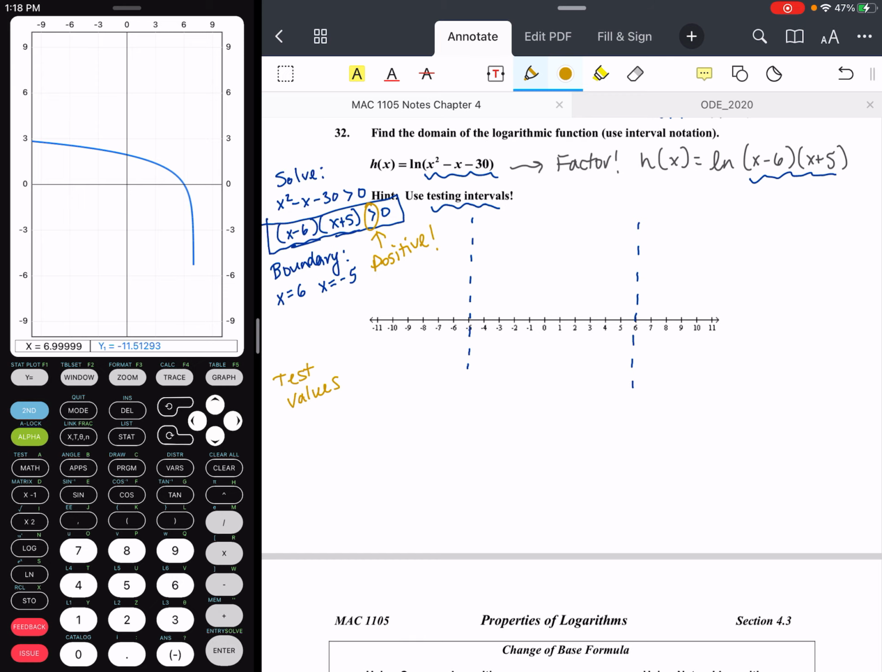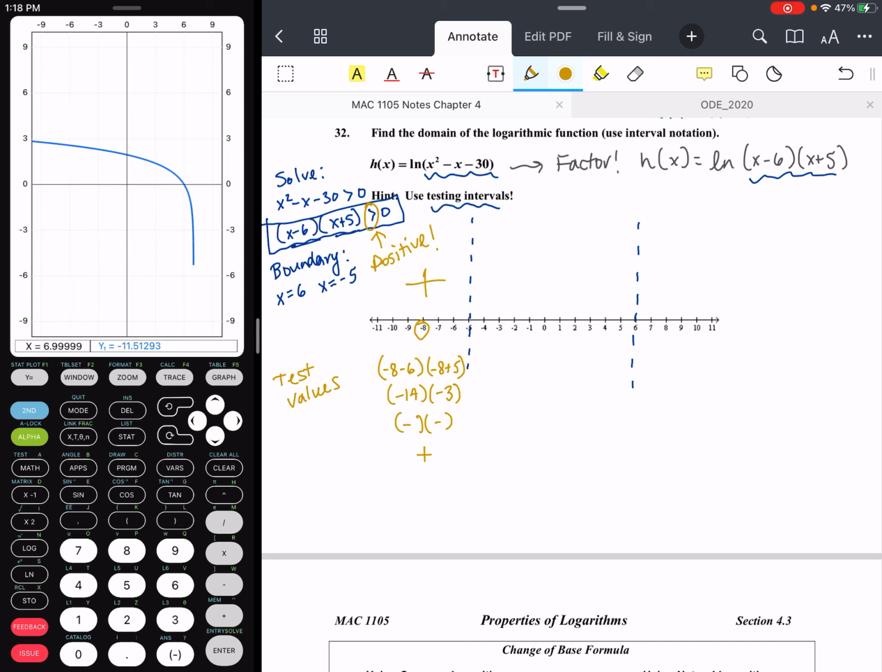So for example, in the far left, maybe I'll use negative 8. Sounds good to me. So using these 2 factors, x minus 6 becomes negative 8 minus 6, and x plus 5 is negative 8 plus 5. At this point, I can convert these into negative 14 times negative 3, which is positive 42. But honestly, all I care about is that this is a negative number and this is a negative number, and 2 negative numbers multiply to a positive number. So this is going to be true for any value. If you had picked negative 11 or negative 6 or negative 7, any value in this interval, if you plug it in for x, it's going to produce a positive result.